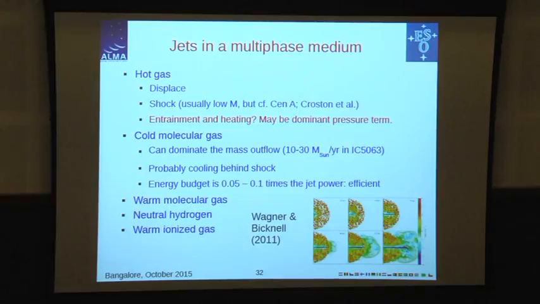The cold molecular gas, we're getting increasingly better observations now. ALMA's come online, it can dominate the mass outflow. What you see in the molecular gas is probably cooling behind the shock around the radio lobe. But the energy budget is surprisingly efficient. I mean, it's probably almost up to 10% of the jet power. So there's a lot going on here that's being driven by the jet.